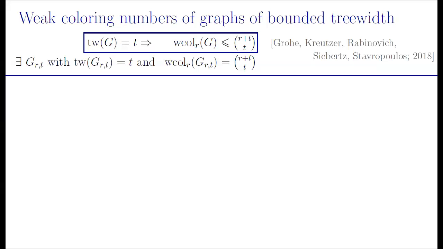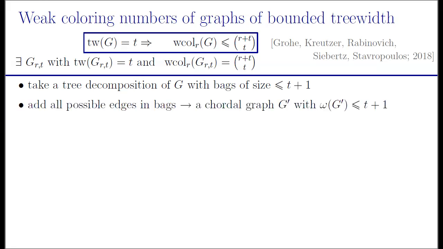And let's first take a tree decomposition of G, an optimal one with bags of size at most t plus 1. What do we do? We add all possible edges in bags. This way we obtain a chordal graph. It is a simple exercise to see that if we add all edges in bags, then it's a chordal graph. We call it G prime. And we note that this chordal graph still has the same treewidth because the same tree decomposition works. So in particular, the clique number of G prime is t plus 1.